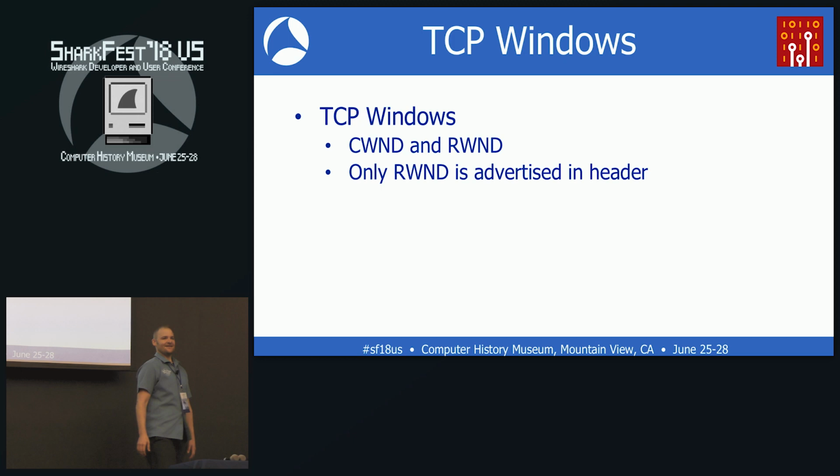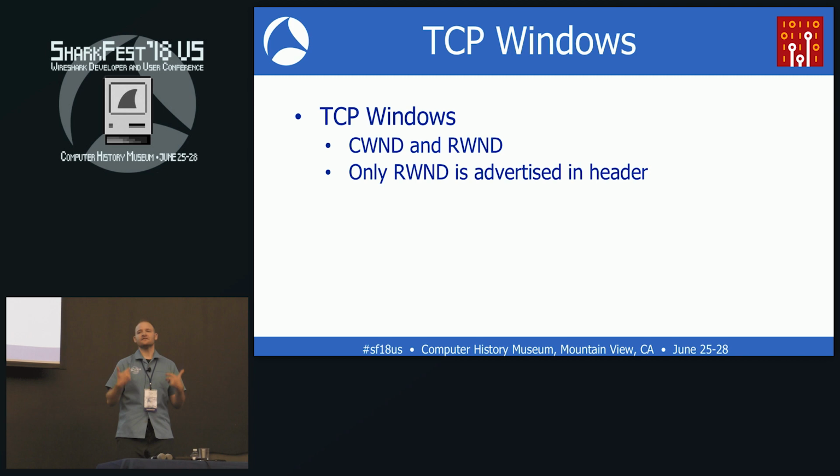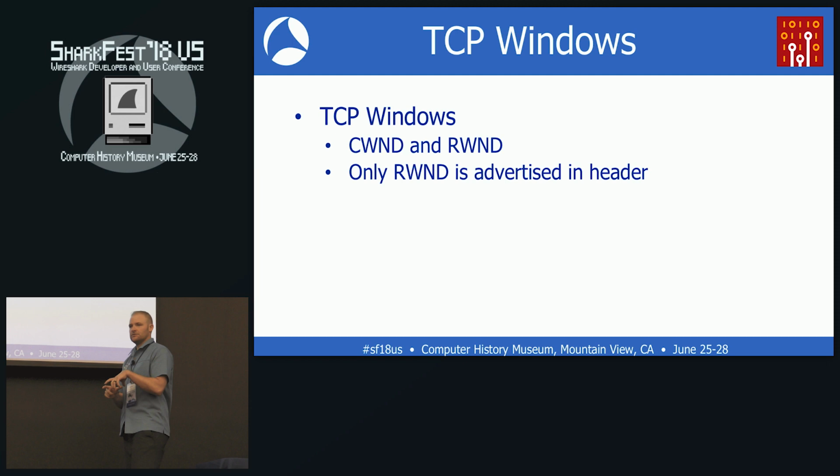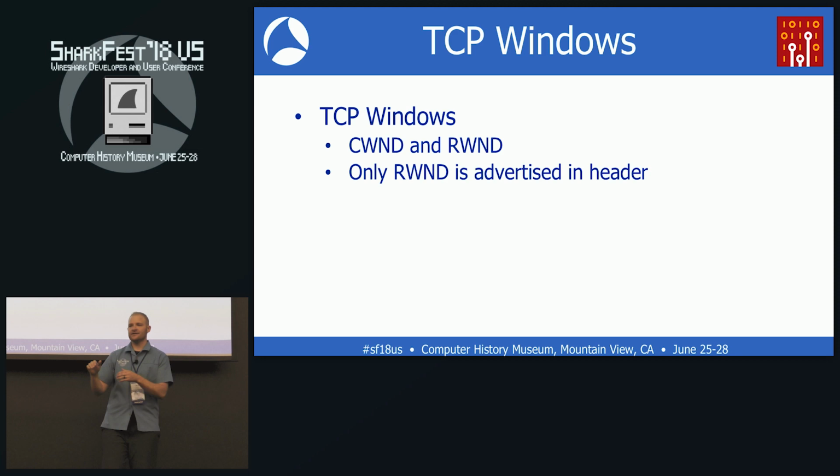Okay, let's talk about some TCP windows. So we talked a little bit about how that number is established at the beginning of the session, right? When we are advertising a window in a packet, okay, so I send off my SYN to the server, and I'm advertising that number, that's a receive window, okay? So there's basically two windows that we'll talk about. There's receive window and congestion window, okay?